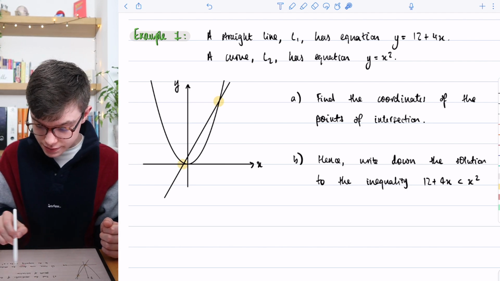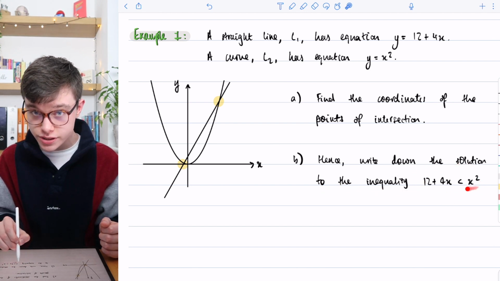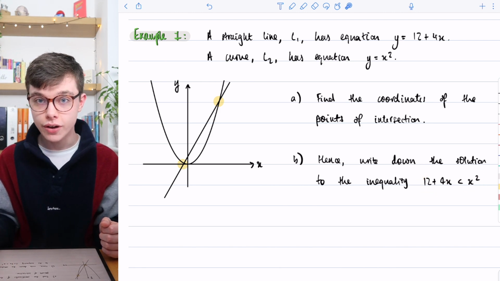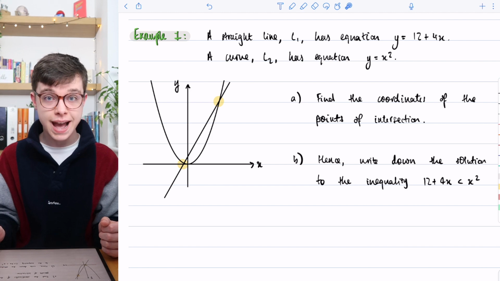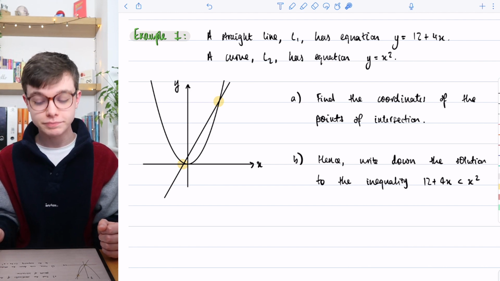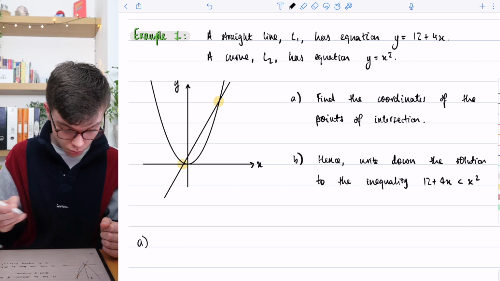And then part B says write down the solution to this inequality. And we can see what I was just explaining here. We want the straight line to be less than the curve. Okay, so have a think about that. So pause and have a go if you want to, and then we'll work through the answer. Okay, let's have a go. Let's see whether your answer was correct.